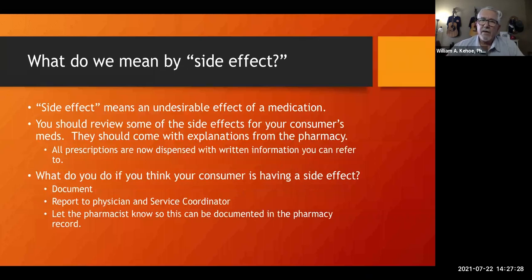Now, what do we mean by side effect? Well, obviously it's an undesirable effect of the medication. And sometimes they're predictable from the pharmacology of the drug. So for instance, many of us might take over-the-counter Benadryl, which is diphenhydramine, for allergies. Many people use it for sleep. It's an antihistamine, and the reason that we use it for sleep, which is obviously not an allergic condition, is because that drug causes drowsiness. So drowsiness is a side effect. And when people take it for sleep, they're actually just taking advantage of that side effect.